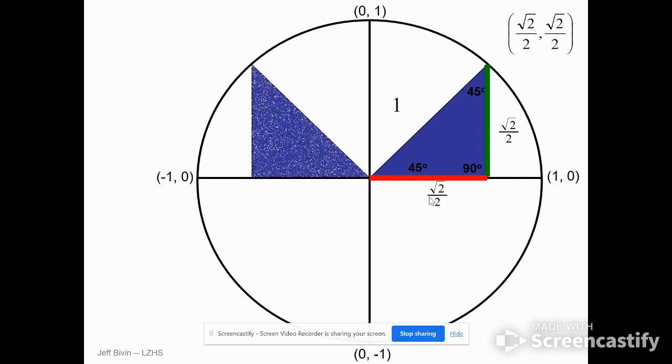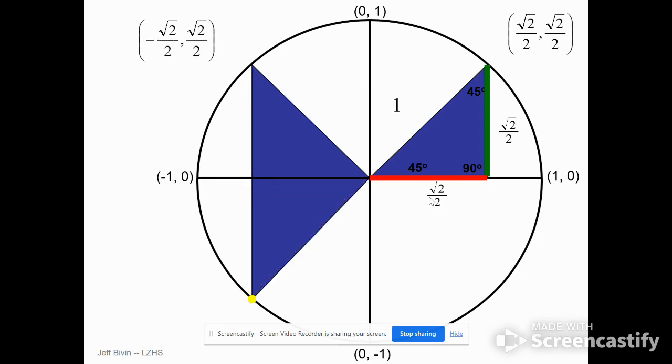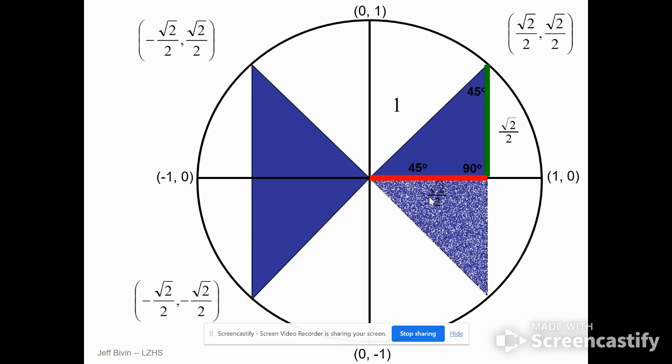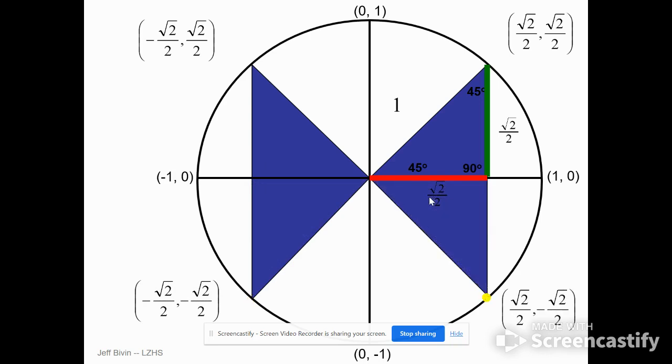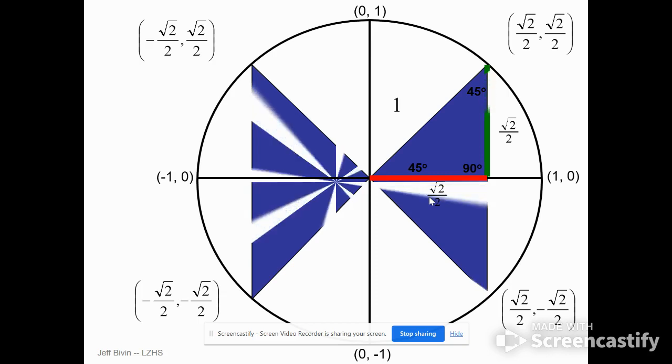So we have the original 45. Then we're going to have one in quadrant 2, which is 45 degrees over in quadrant 2. And again, a negative x and a positive y. Quadrant 3 is negative x, negative y, and quadrant 4, which is positive x, negative y.